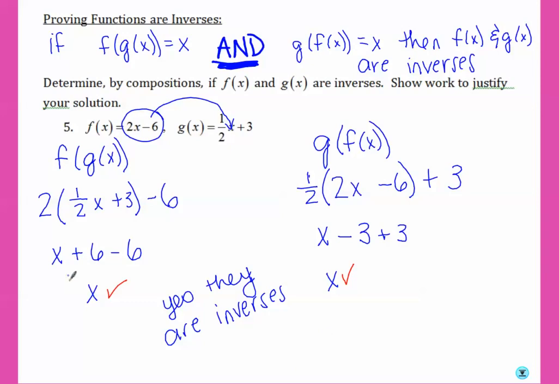And the number one thing to be careful of, it's not if they equal the same thing. We couldn't get x plus 3 for both of these and say they're inverses. It has to be just x, because everything one function does, the other function has to undo. So let's look at another example.